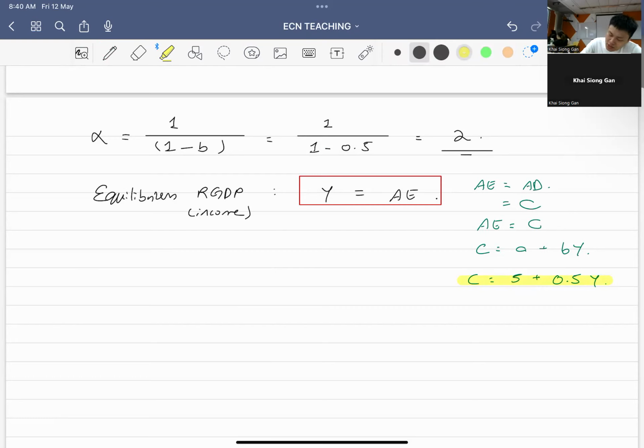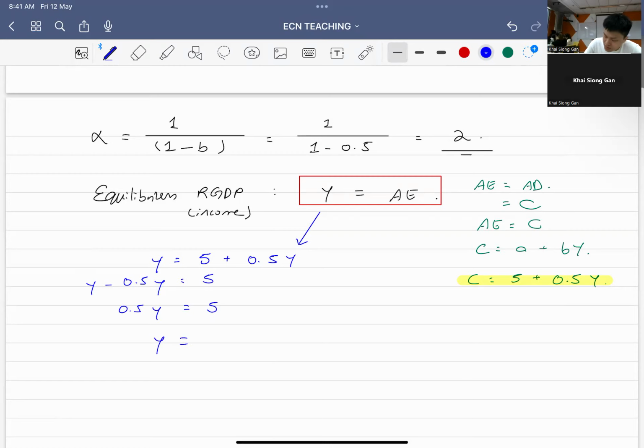Okay, then I can do the calculations to find the equilibrium income. So y equals 5 plus 0.5y. I can move things around, so move the y to the left hand side. Then it becomes 0.5y equals 5. So y equals 5 divided by 0.5, which is 10. Yes, awesome. So that's my equilibrium income.